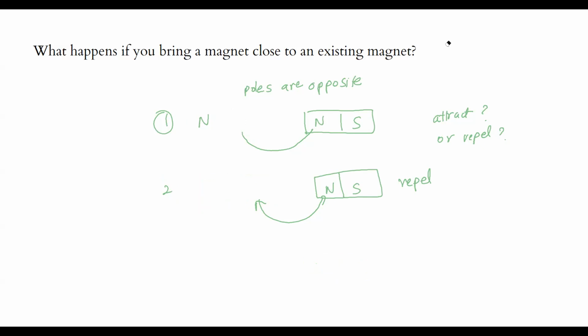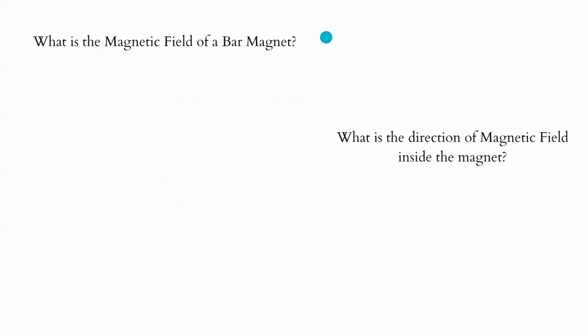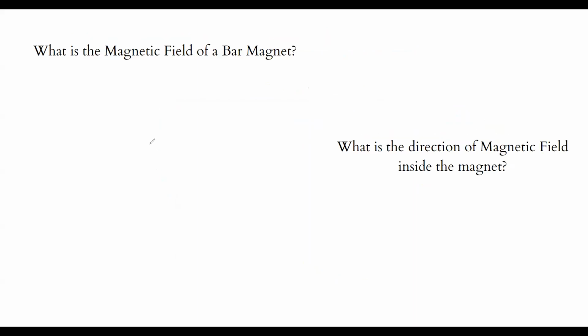Another important thing is that the magnetic field lines generated around the magnet can be denoted using a diagram. I will draw it here. So what is the magnetic field generated around a bar magnet? If we take a bar magnet, we have a north pole and a south pole, and the magnetic field lines start from the north pole and end at the south pole. This will happen symmetrically around the axis.